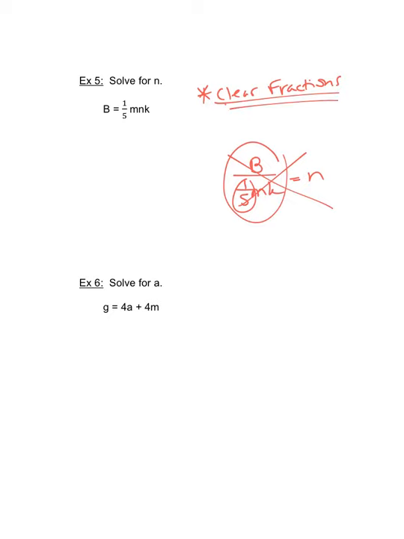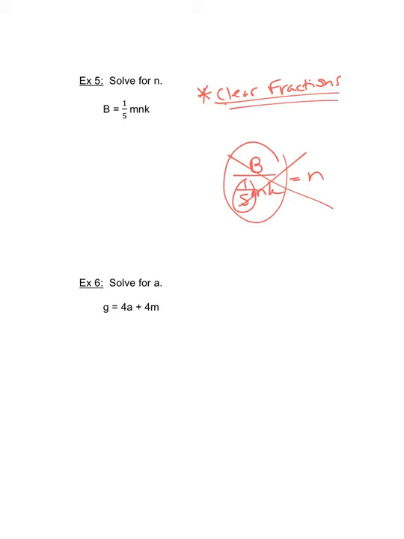Okay, a common thing is kids will say that they should divide by 1/5, but dividing by 1/5 will not work because you're going to end up with a fraction inside of a fraction. So if you divide by 1/5, you're going to end up with b over 1/5 mk equals n. And this is not acceptable. You can't have a fraction, 1/5, inside of a fraction.